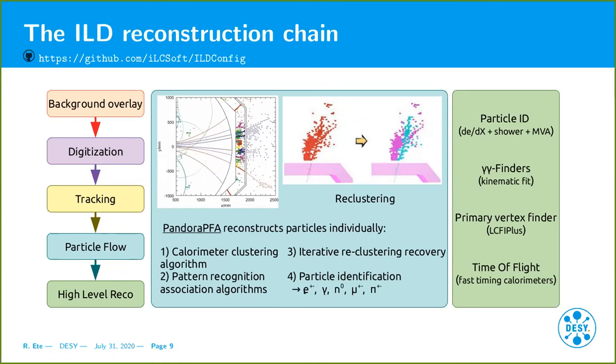When everything is done, we have some very straightforward particle identification, which provides this kind of stack of particle IDs. On top of that, we have a more complete particle ID, which is based on the TPC dE/dx. Also, the shower shape is computed a little bit later after the particle flow, and everything is combined in a multivariate analysis. We also run some gamma-gamma finders, so basically we identify some different gammas and then do a kinematic fit to identify mainly pi zeros and eta particles.